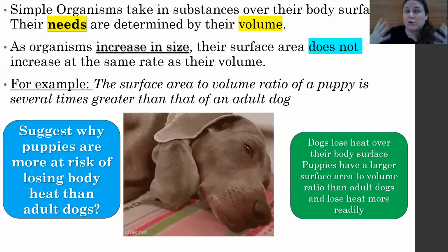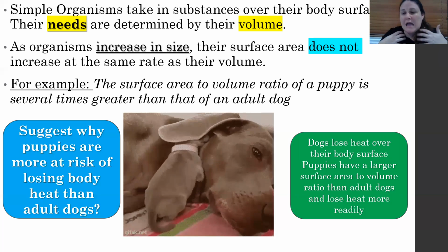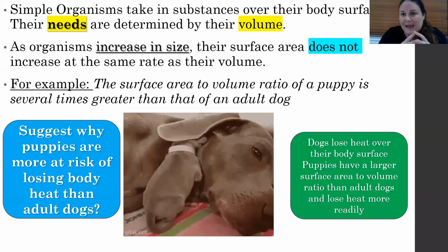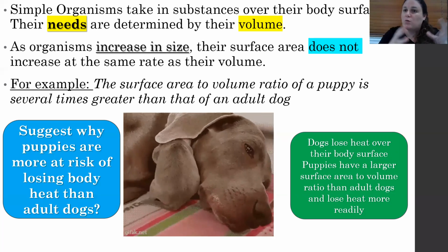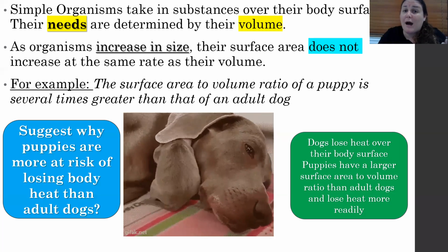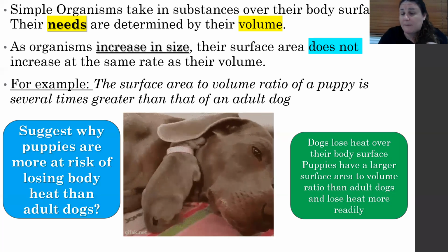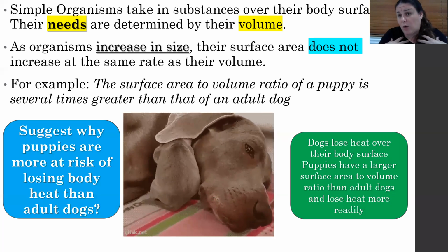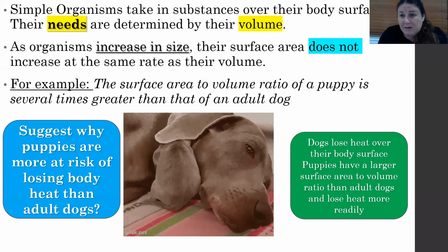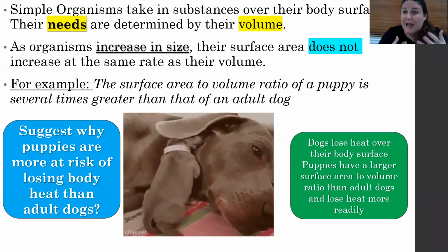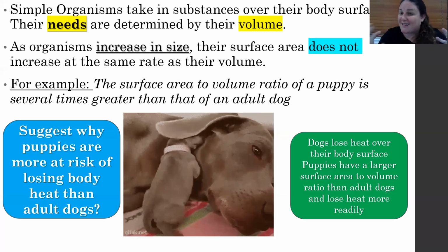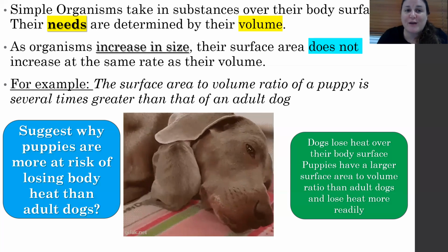If you've ever watched human babies be born, as soon as the baby is born, one of the things they do is wrap the baby up in a blanket, and it's really important that babies are swaddled and kept warm enough because they can't regulate their own body temperature. They become hypothermic, which means their body temperature can become very cold very quickly because they're losing too much heat from all that surface area, which can be fatal. And so that's why puppies have to be kept warm, and babies have to be kept warm, and it has to do with this surface area to volume ratio.